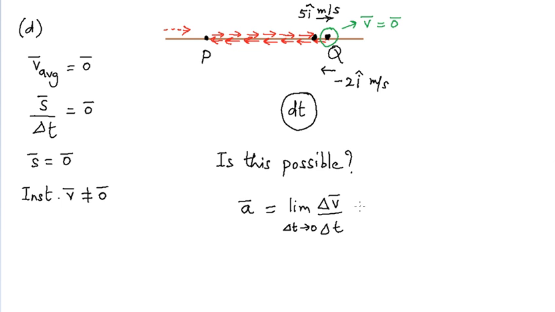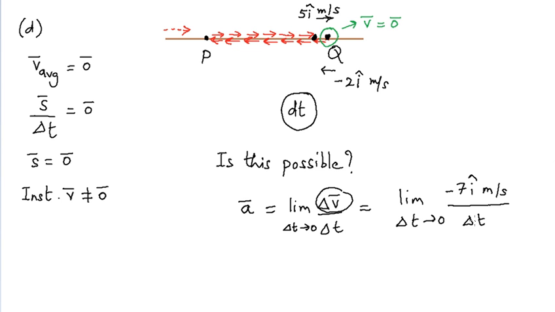Now let's try to figure out what the instantaneous acceleration is. The change in the velocity is the final velocity minus the initial velocity. So I'll just write the limit again, the limit as delta t tends to 0. The final velocity is minus 2 i cap meters per second, and the initial velocity, which we have to subtract, is 5 i cap meters per second. So this gives me minus 7 i cap meters per second in the numerator, and that of course is divided by delta t.